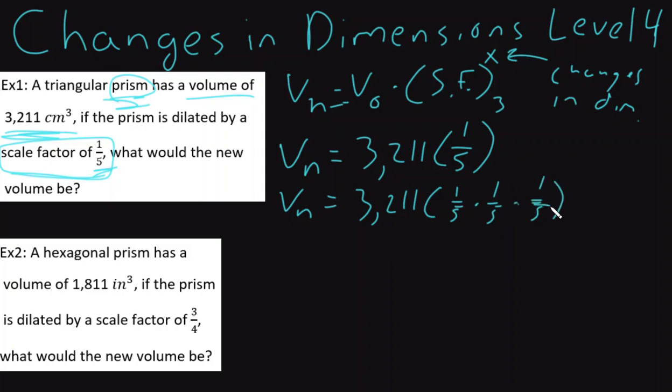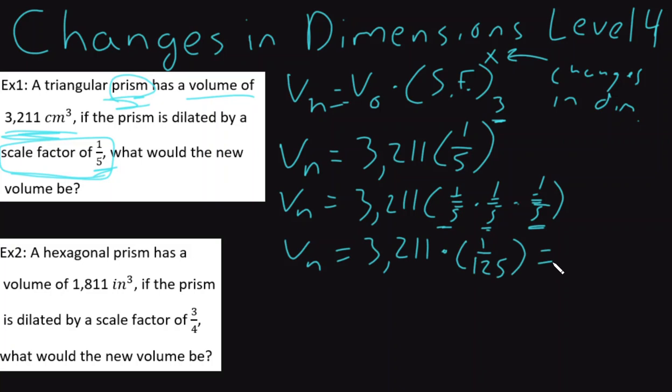And you might be asking yourself, well, where do we get those three 1/5s? Well, that came from this little 3 up there. Whenever we have something raised to the third power, it means that there's 1, 2, 3 of them. And so now we're doing 3,211 times, and for this fraction, we know that 1 times 1 times 1 will still be 1 on top. However, on the bottom, we know that 5 times 5 is 25. And if you need your calculator, that's okay. But 25 times 5, again, is 125.